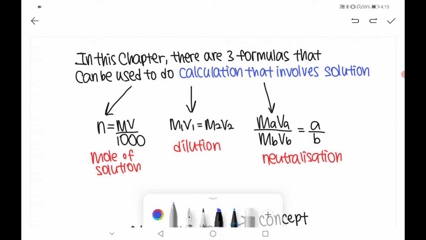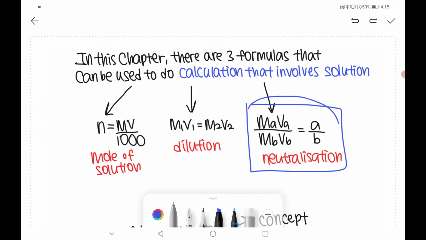The second formula is M1V1 equals M2V2. This is the formula that we use if we want to do calculation that is related to dilution. So if today we have a dilution question, we can use M1V1 equals M2V2 to do the calculation. In today's lesson, we will learn the last formula, which is MAVA divided by MBVB equals a divided by b.